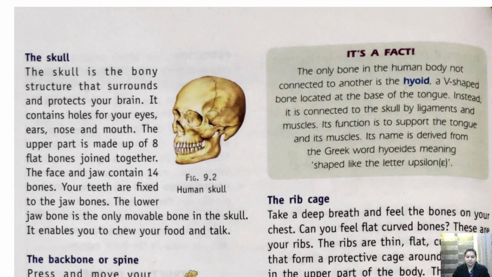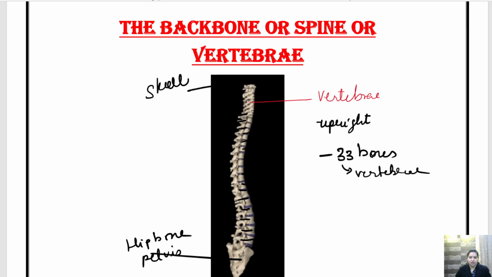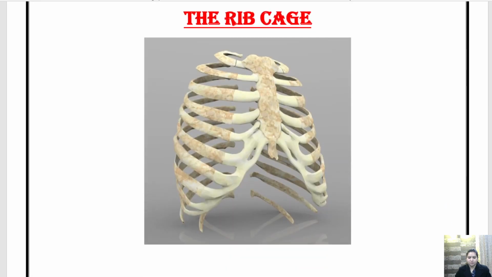So, we have talked about the vertebral column, children. So, let's come to the rib cage.